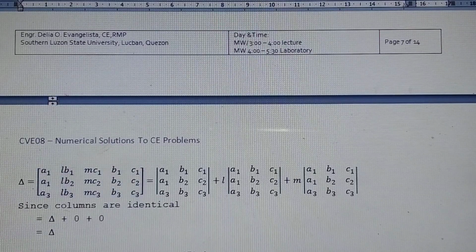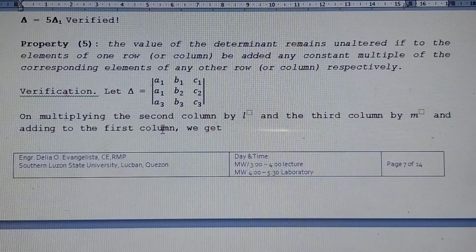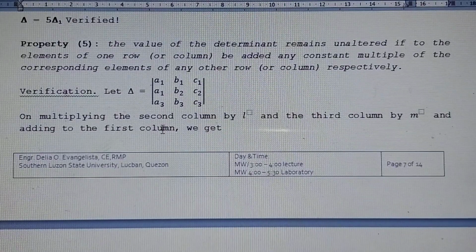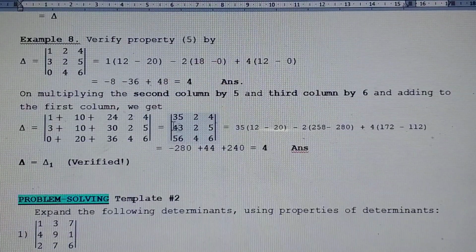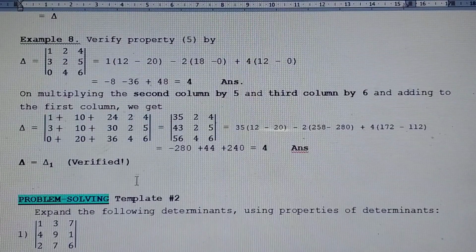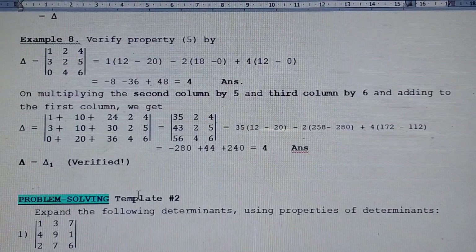So, itong properties na to, useful siya pagdating ng mga complex simultaneous equation. Kaya doon masusukat yung husay natin sa analysis. So, pagdating dito, meron ulit tayong solving problem dito that is short template number 2.